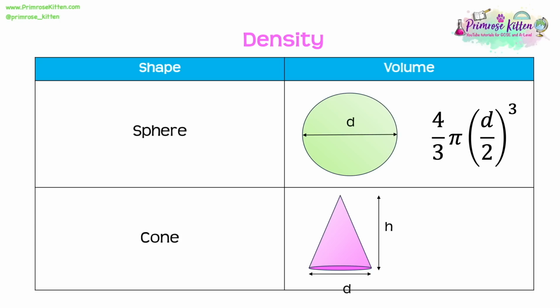Finally, we've got the volume of a cone. So here again, we need two dimensions. We need its height from its peak up to its base, and we need its diameter. So to calculate the volume of a cone, the calculation is 1/3 times pi times d over 2 squared times the height.